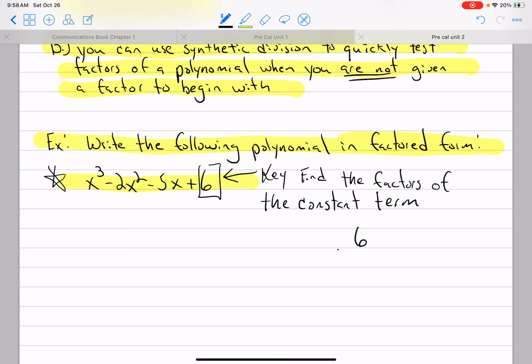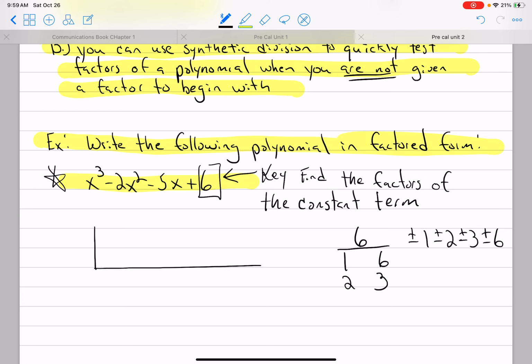So the factors of 6 are 1 and 6, 2 and 3. Now I can have positive and negative versions. So basically, I need to test the positive and negative version of 1, of 2, of 3, and of 6. Really, all I got to do is find one of them that works. So what I'm going to start doing is synthetic division because it makes my life go faster.